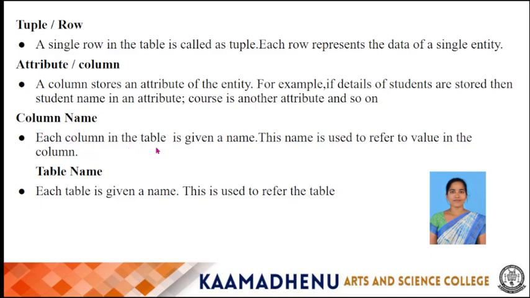Column name: each column in a table is given a name. This name is used to refer to the values in the column. These are the column names. Table name: each table is given a name. This is used to refer to the table.